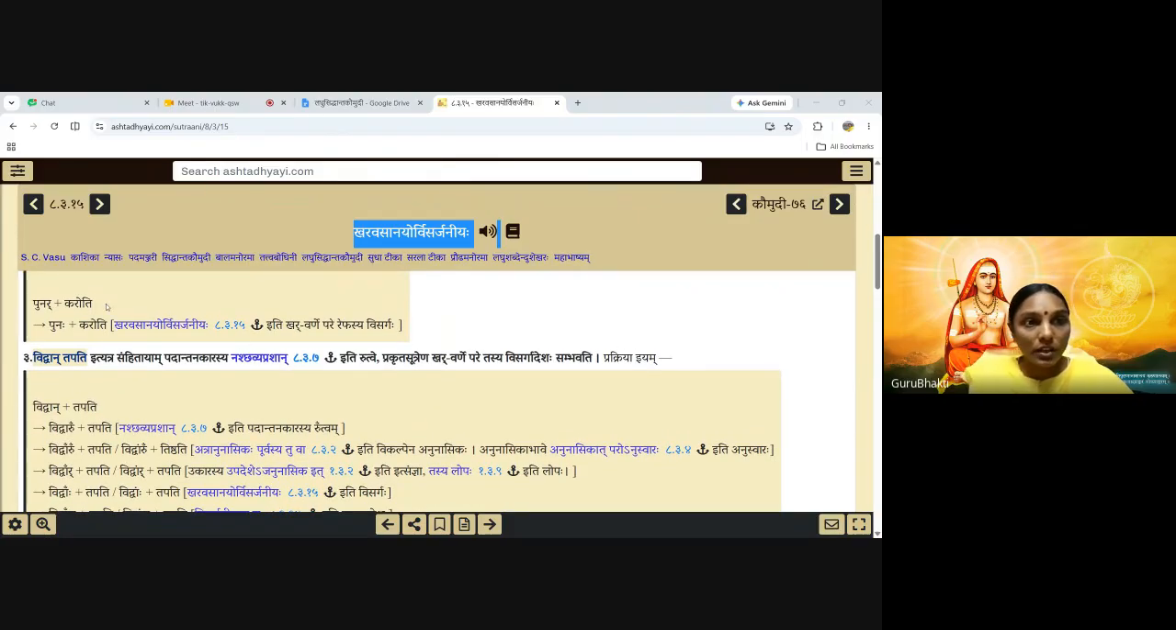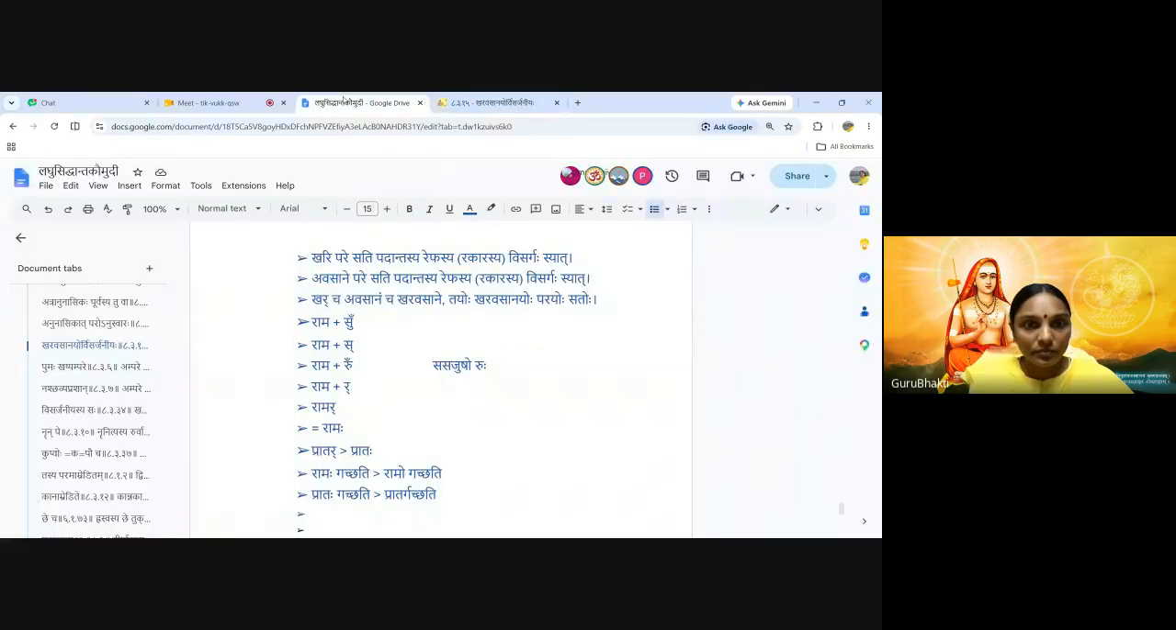They have given punar karoti. Even Ramaha gacchati also we can take, but they have given, we'll take punar plus karoti. This is khar. Punar refa is followed by khar pratyahara. Then that refa will change into visarga. Punaha karoti.